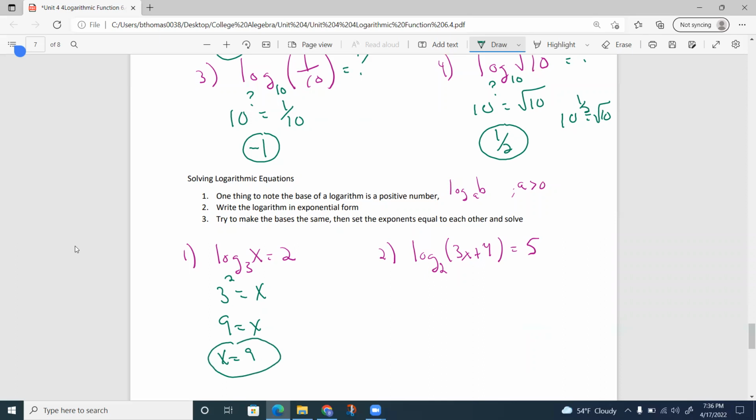So if I look at this next example, the log of 3x plus 4 base 2 is equal to 5.